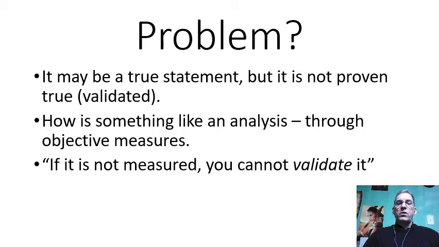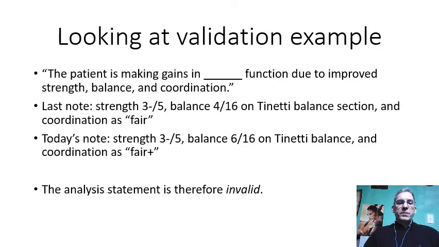I'm going to look at, first of all, a non-validated statement through measurements, and then a validated statement through measurements. So we're going to take that same statement: the patient's making gains in blank function due to improved strength, balance, and coordination. Now, it just so happens that on the last note, the therapist measured the strength at 3- out of 5. Balance, they measured with the balance portion of the Tinetti, 4 out of 16. And then they measured coordination as "fair." And I put that in quotes because I'm going to come back to that.